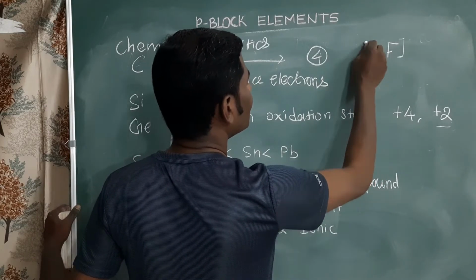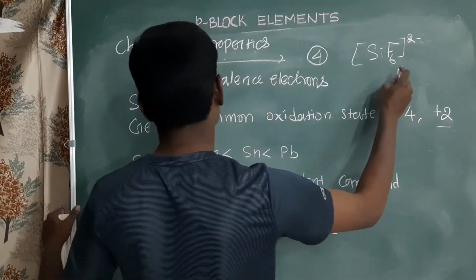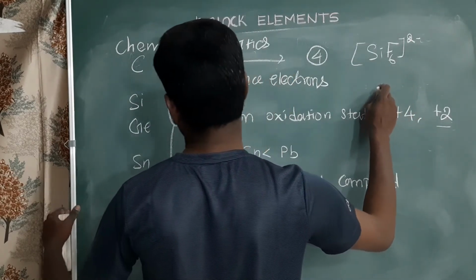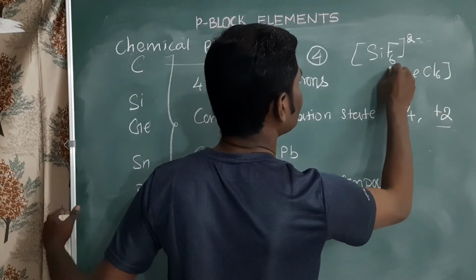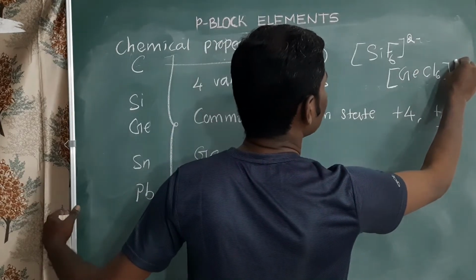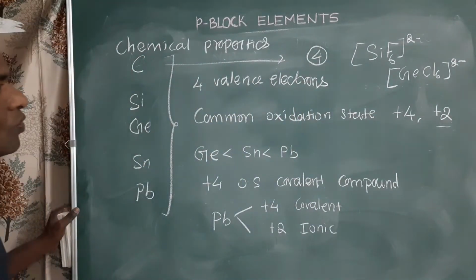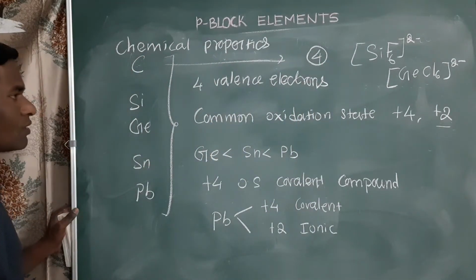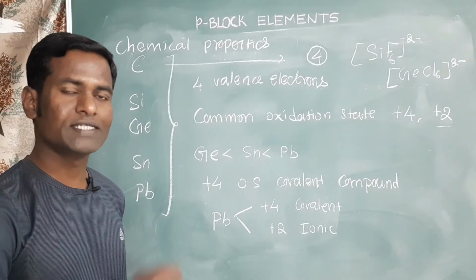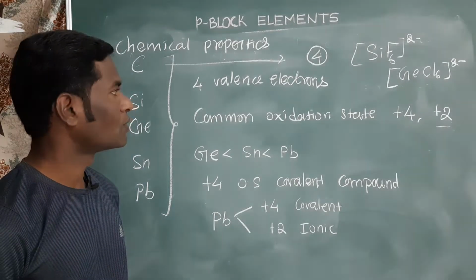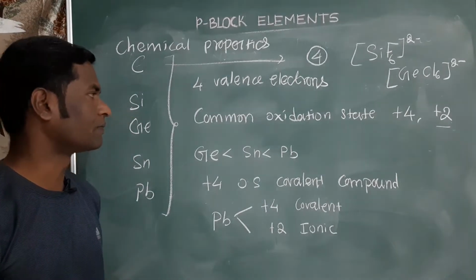Example, SiF6 2-, hexafluoridosilicate. Germanium can also form coordination number 6, hexachloridogermanate. So the heavier elements apart from carbon can exceed a covalent bond count of 4, but carbon is restricted to only 4 due to the absence of d orbitals.